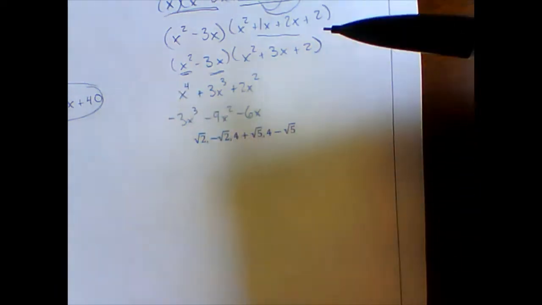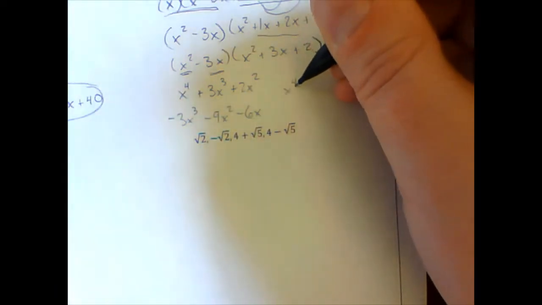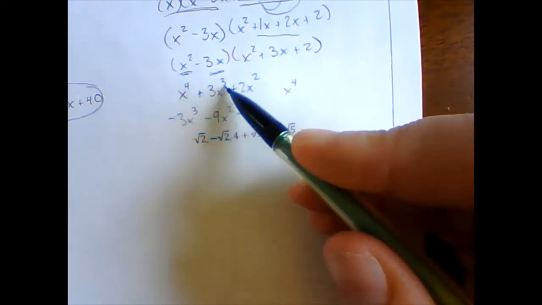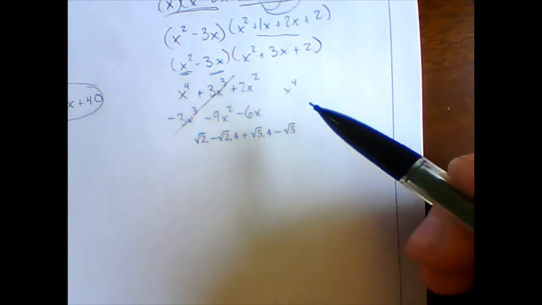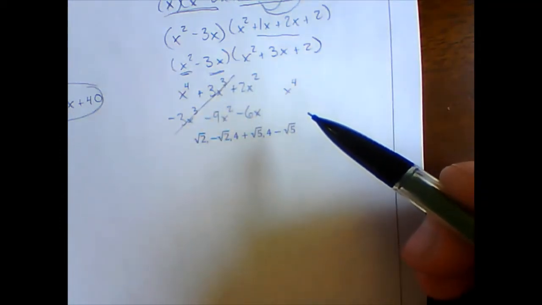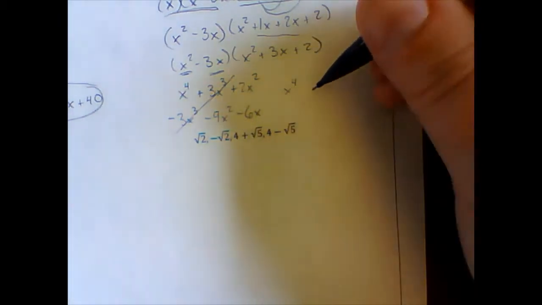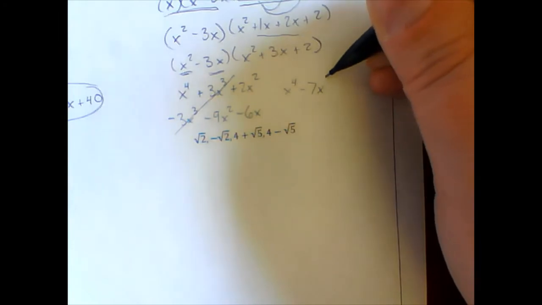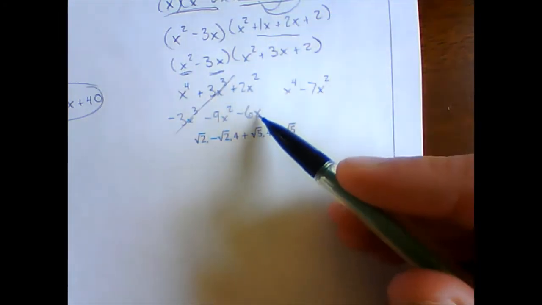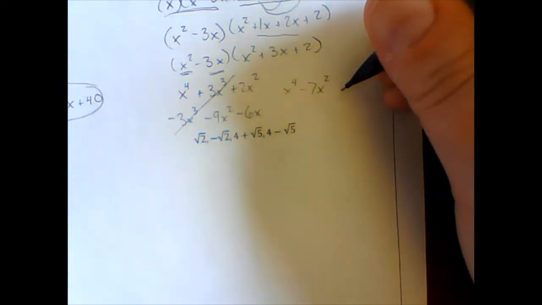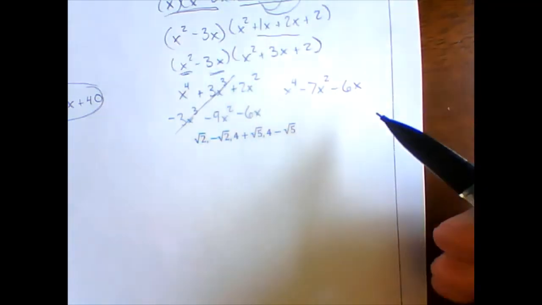Time for like terms. We have a pair of x cubes that are exact opposites. They're additive inverses. They cancel. So those guys are gone. The x squareds do not cancel, so we'll just combine them. We have a minus 6x at the very end, who doesn't have any like term buddies, and that's it.